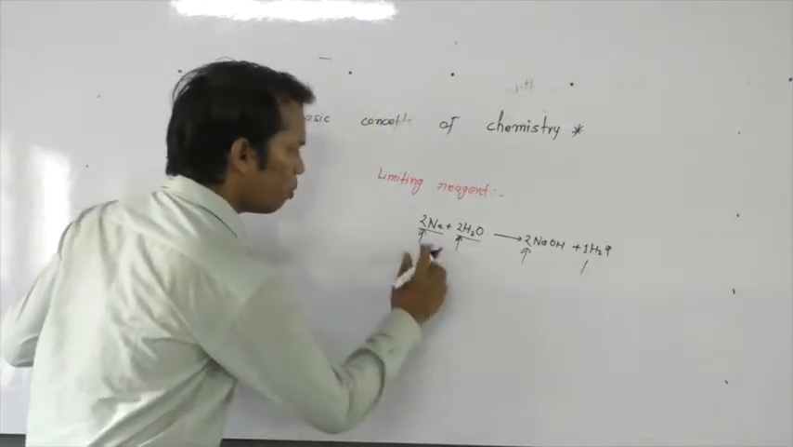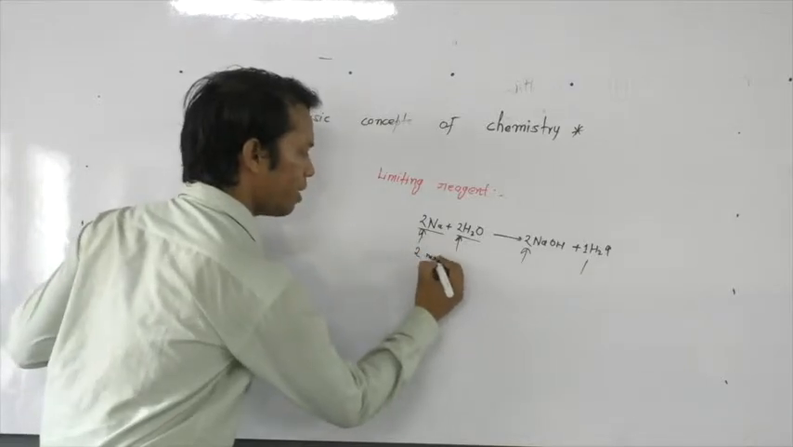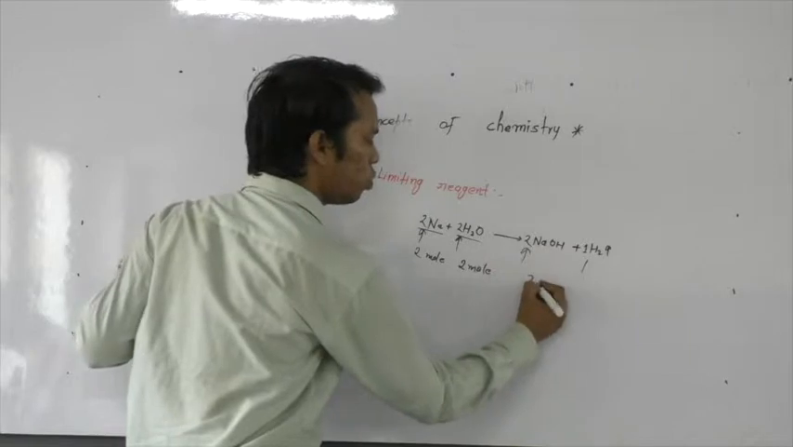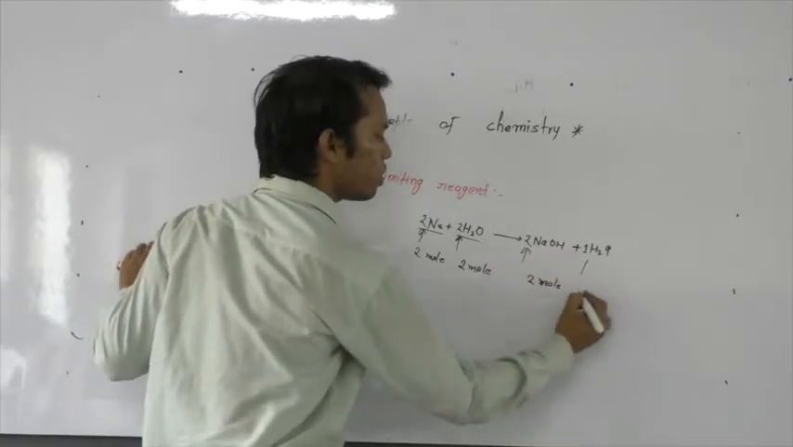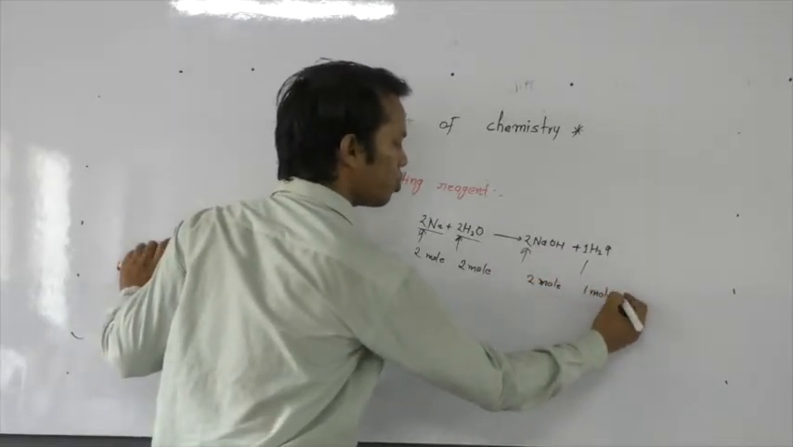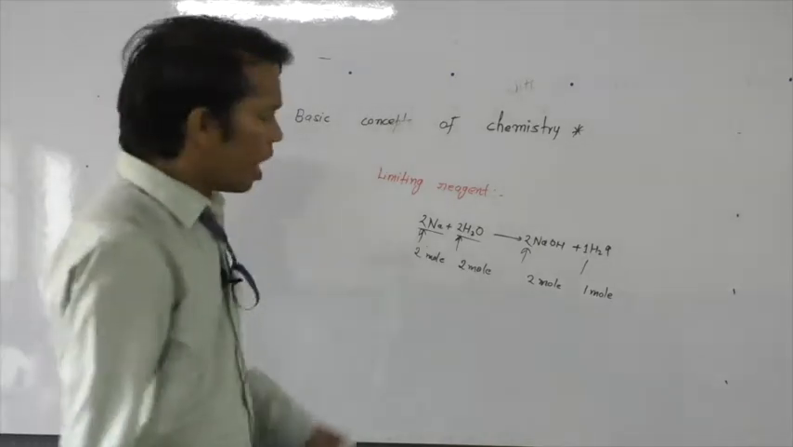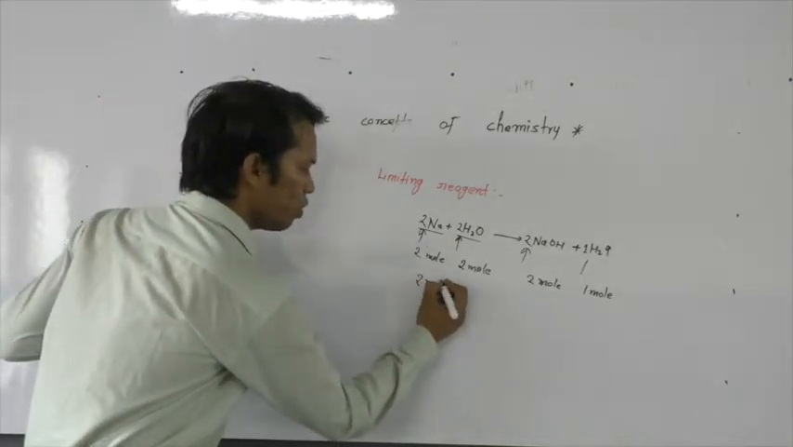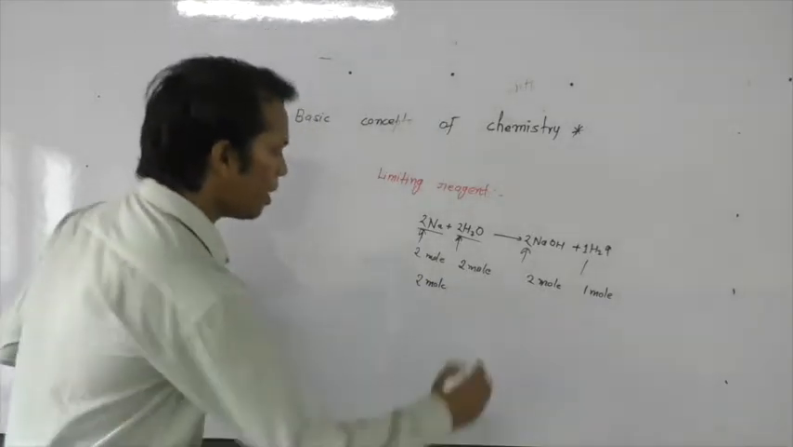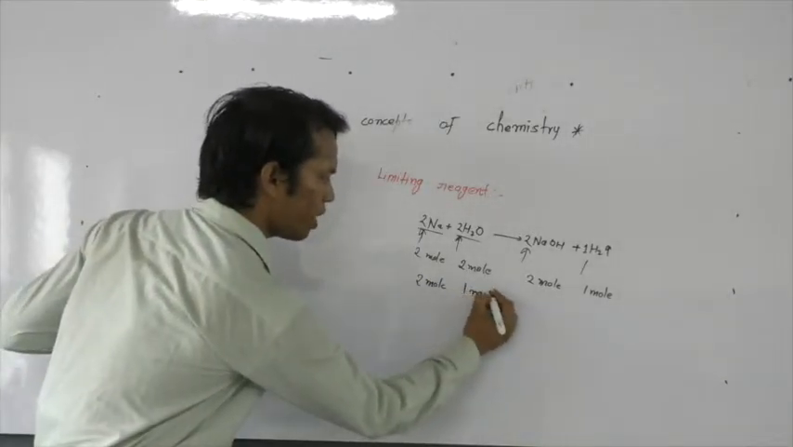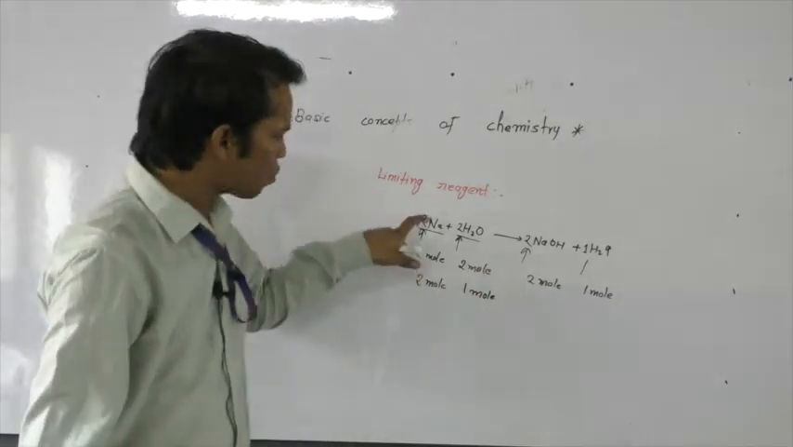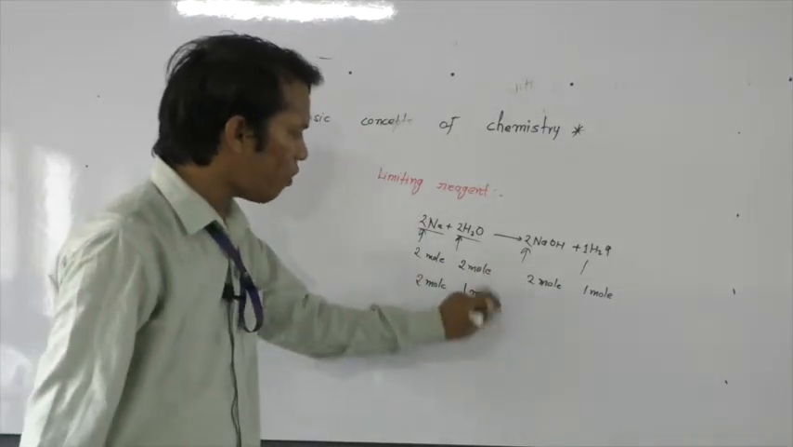So 2 mole of sodium is required and 2 mole of water is required to get 2 mole of sodium hydroxide and 1 mole of H2. Correct? Now, what will happen? Let's say the actual case is what? You're taking 2 mole of sodium, but you're taking only 1 mole of water. So which one is the limiting reagent?